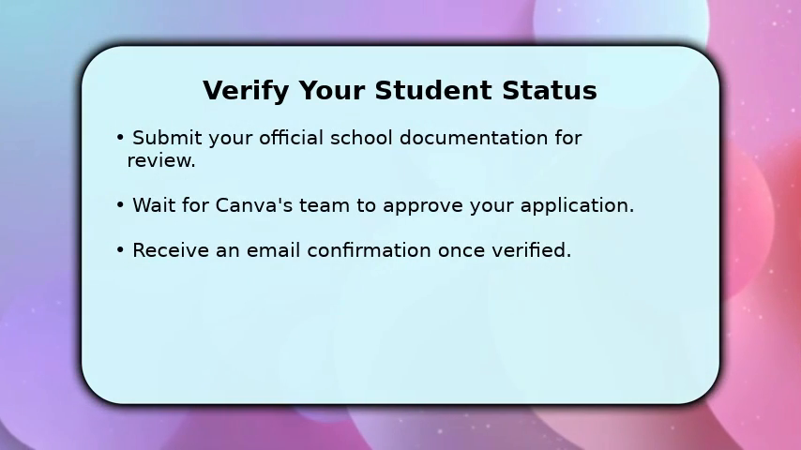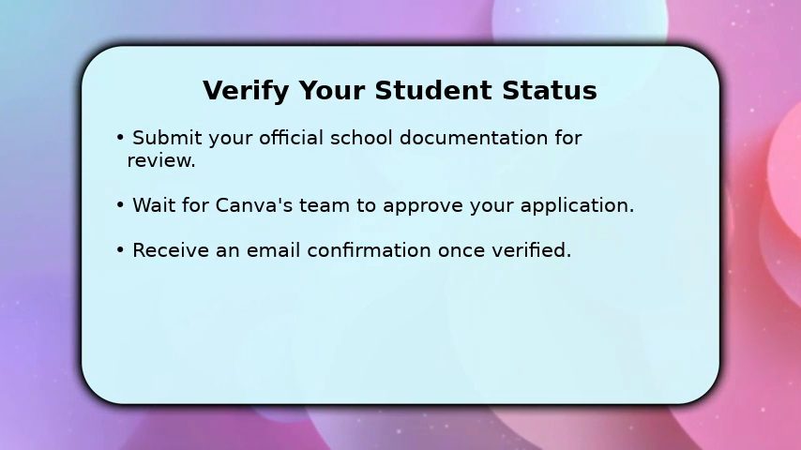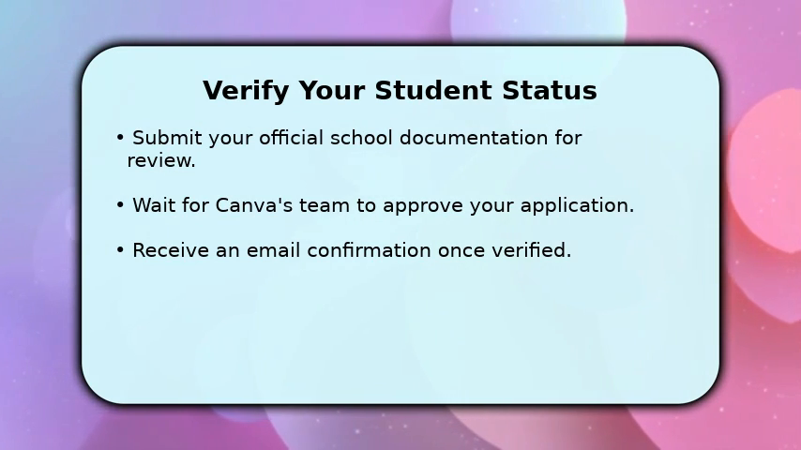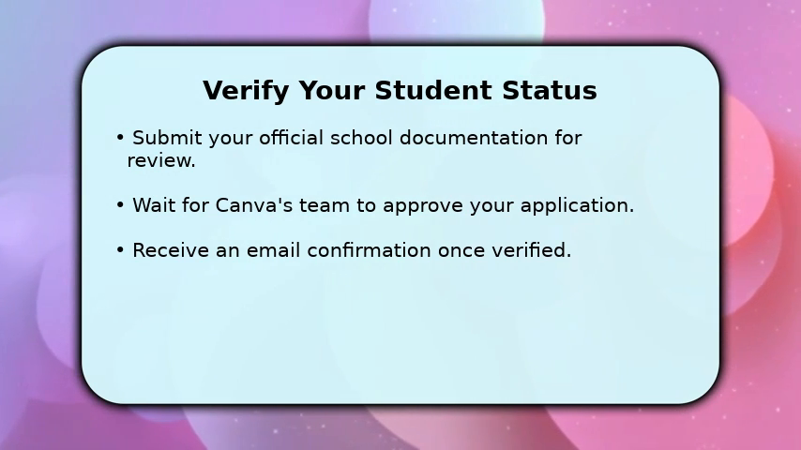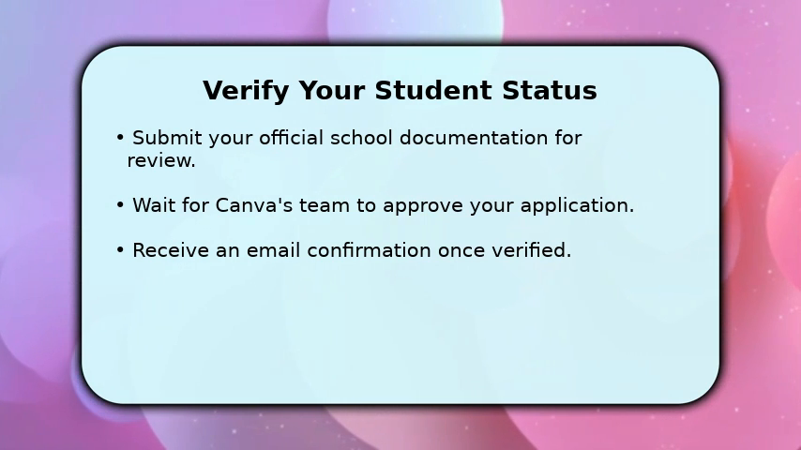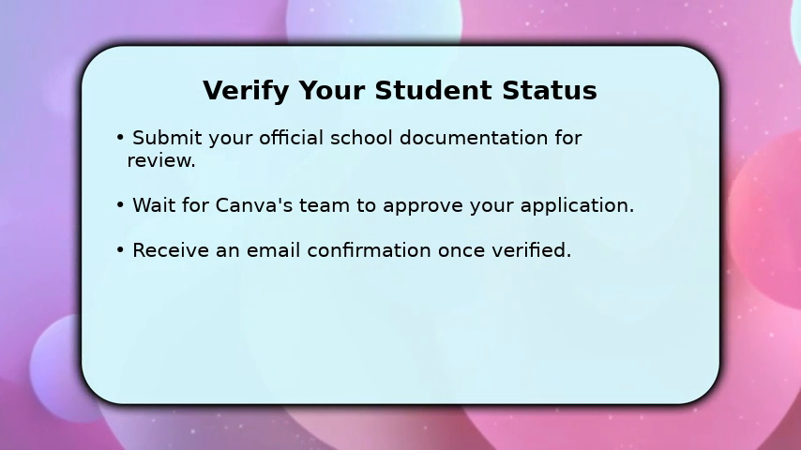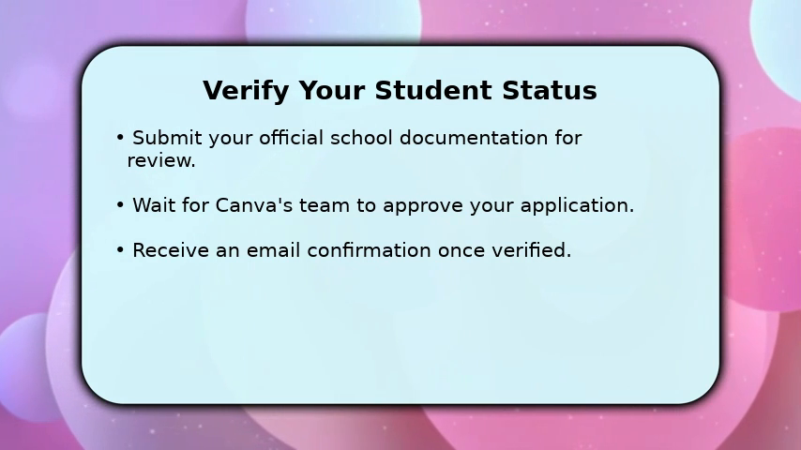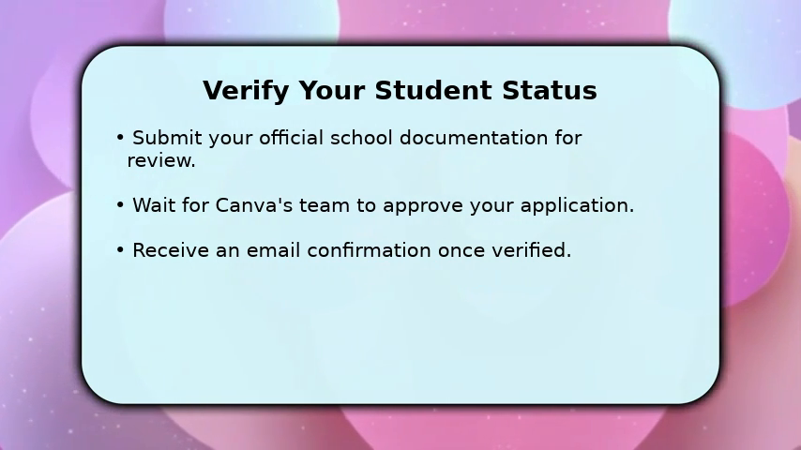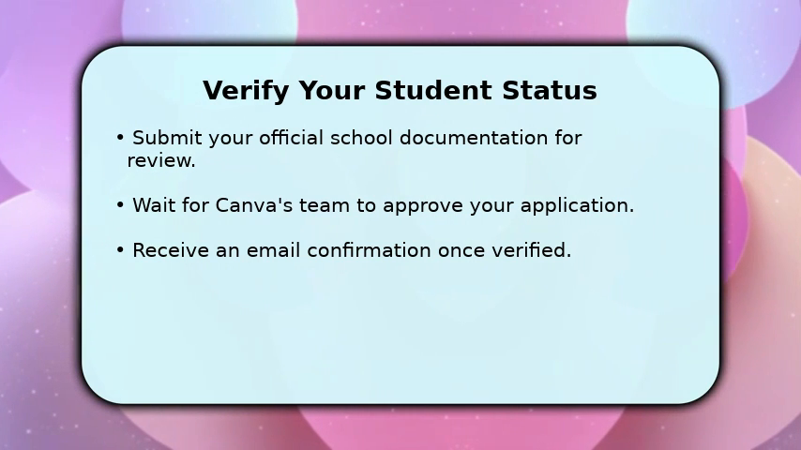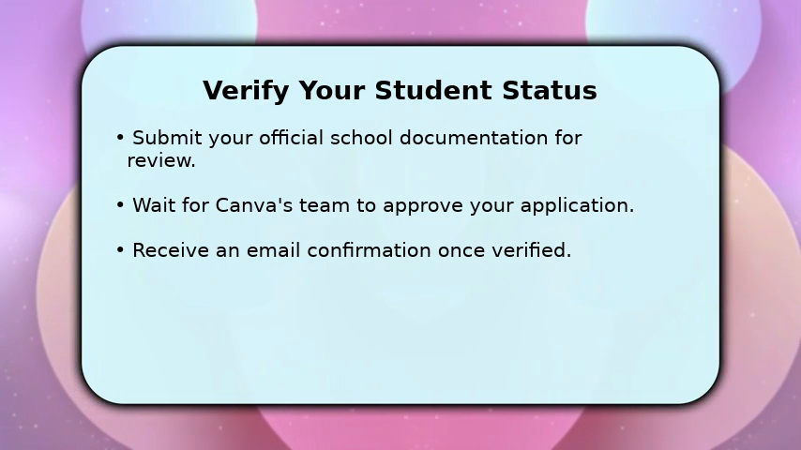After entering your school email, Canva will guide you through the verification process. You might need to upload documents like a student ID, proof of enrollment, or a transcript. This step confirms your eligibility for the free education account. The review process usually takes a few business days, so be patient. Once approved, you'll receive an email notification confirming your student access.